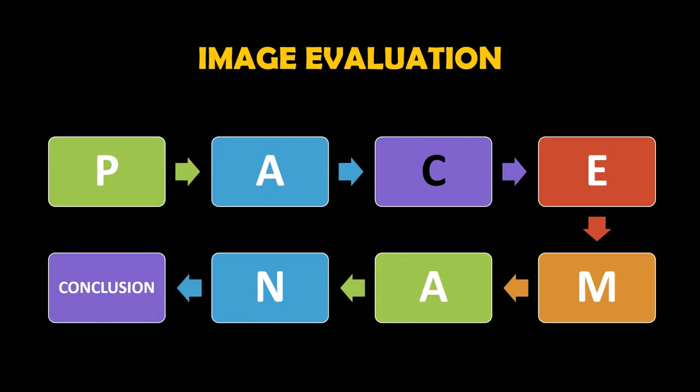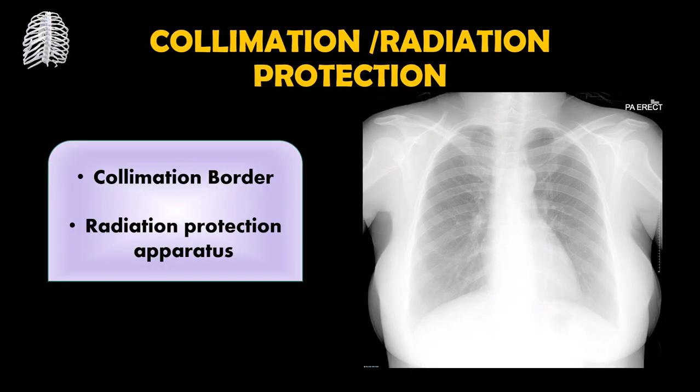Next, let's move to C, collimation. Collimation should be done to all four borders of the film, and it should include at the superior part C6, C7 and the lung apices. At the lateral side, it should include the lateral lungs or the thoracic cage, and at the inferior part, it should include the costophrenic angles. There is no evidence of radiation protection apparatus seen on this radiograph.